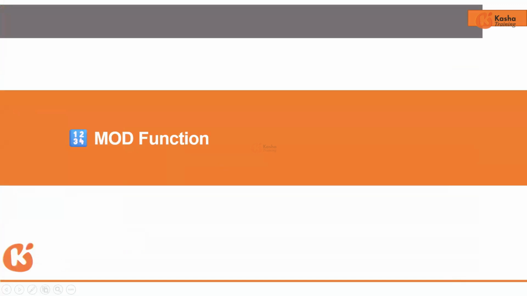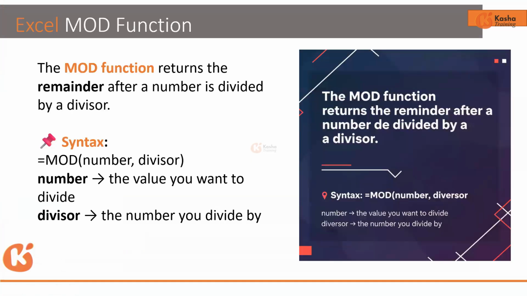Team, let's understand the mod function today. So we're going to see in today's session what the mod function is. The mod function is nothing, it just returns the remainder. So basically, in simple terms, whatever the remainder is, that is your mod function. If you read here also, the mod function returns a remainder after a number is divided by a divisor. So whatever remainder comes, that is, in simple terms, the mod function.